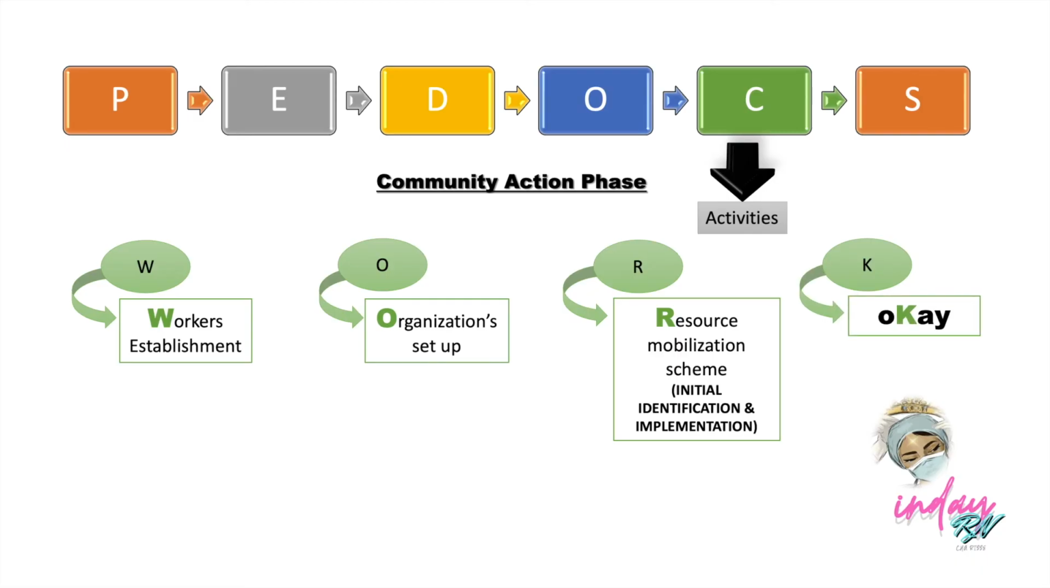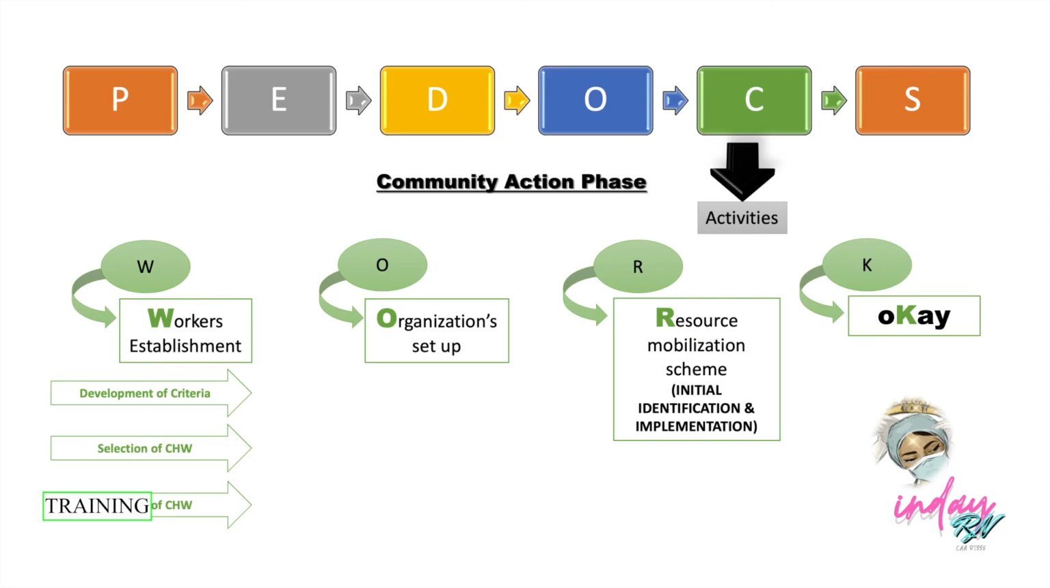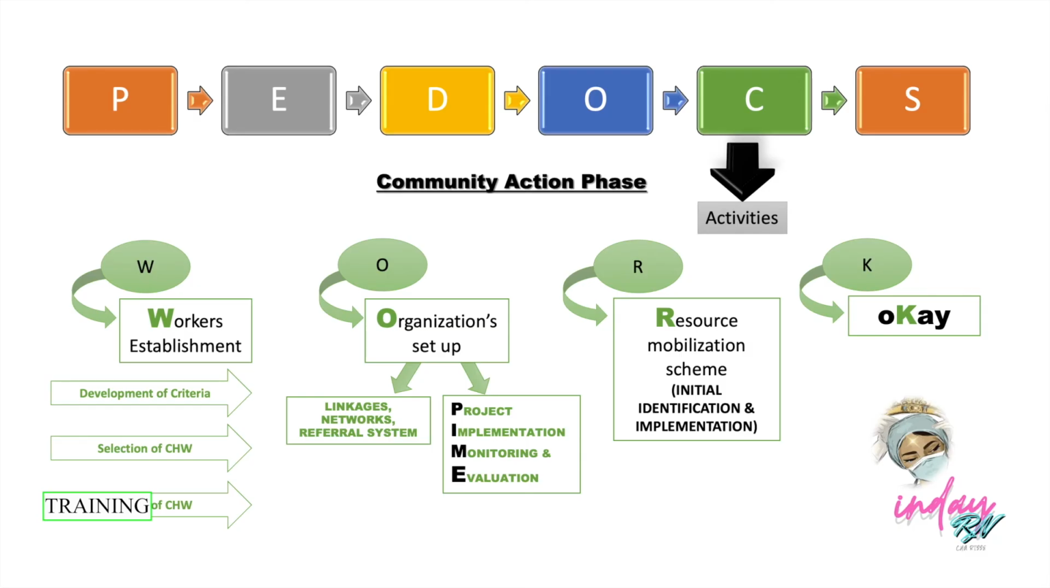So remember, here in the workers establishment, the development of criteria must be done or must be established. Then a selection of community health workers will be done. And the last one here in this step is the training of the community health workers. Here on organizational setup, the community should have linkages or good connection and referral system. And of course here, do not forget the PIME, the project implementation, monitoring, and evaluation of health services, intervention, and community developmental projects. Remember that here in community action phase, the work here is being done.